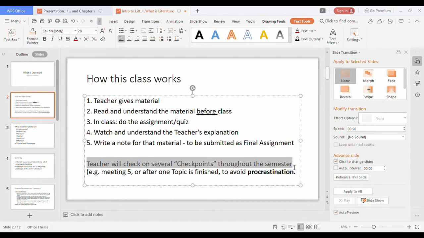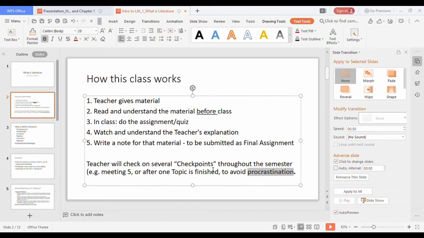The bad way to do the final assignment is to write the summary in the last week or in the last hour of the deadline, which is at the end of the semester, meaning that you start writing your notes and summary in the last week of the semester. That is wrong. That is bad. That is what we call procrastination.